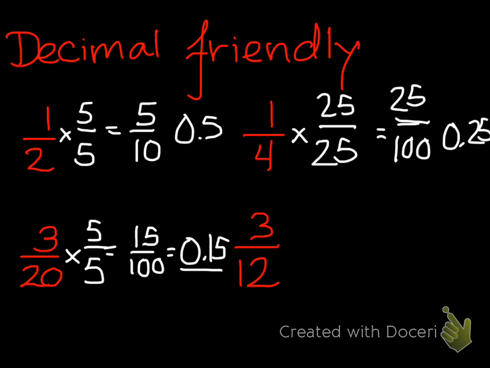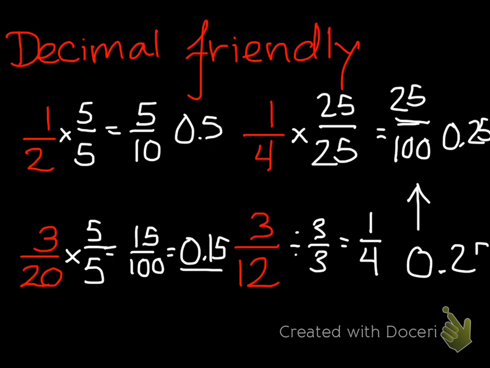And the last one is pretty tricky. 3/12, at first it doesn't look like it's decimal friendly. Like 12 doesn't seem to be able to become a tenth. It doesn't seem like it'll turn into a hundredth. But, like I said earlier, always simplify things before you start. Look what happens when we simplify this. 3 divided by 3 is 1, 12 divided by 3 is 4, so 1/4. And we already recognized from up here that 1/4 is 25 hundredths.